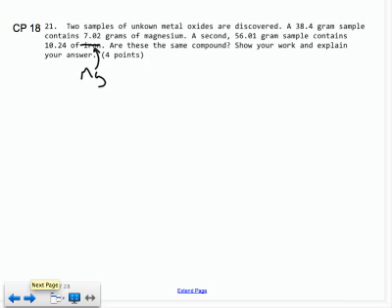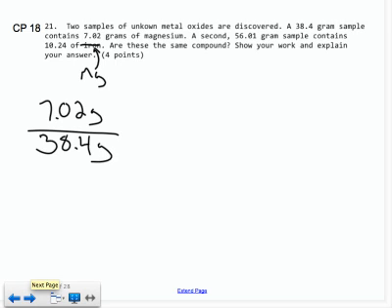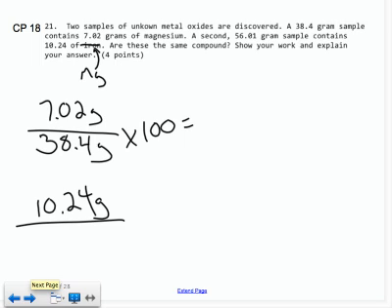Two samples of unknown metal oxides discovered, and there's a typo in this. The second metal here says iron, it should be magnesium, so they're the same in both parts. So the first sample is 38.4 grams with 7.02 grams of magnesium. The second is a 56.1 gram sample with 10.24 grams of magnesium. Are they the same compound? Well, first you want to take the percent by mass of each. In magnesium, the first sample has 7.02 grams of magnesium in 38.4 grams of substance. The second one has 10.24 grams of magnesium in a 56.1 gram sample.